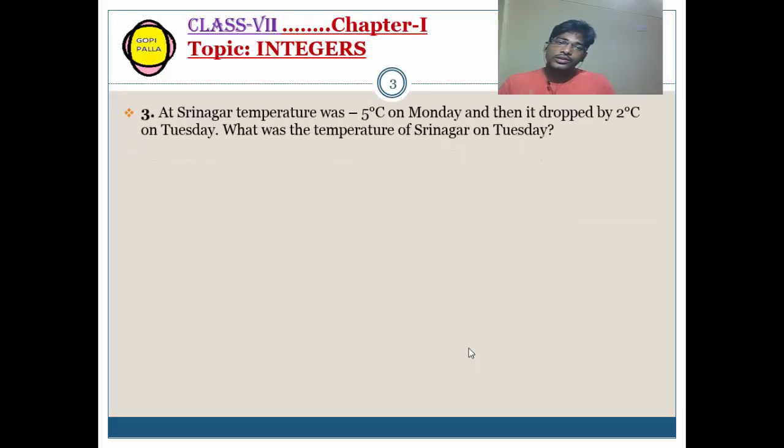So now we are going to the third problem. At Srinagar, the temperature was -5 degrees on Monday, and then it dropped by 2 degrees on Tuesday. So what was the temperature of Srinagar on Tuesday? Initially on Monday there was a -5 degrees temperature. Normally Srinagar is a very chilly place, so it is in negative degrees, below 0 degrees. Then it dropped, so it has come down by 2 degrees, so it is -2 degrees.